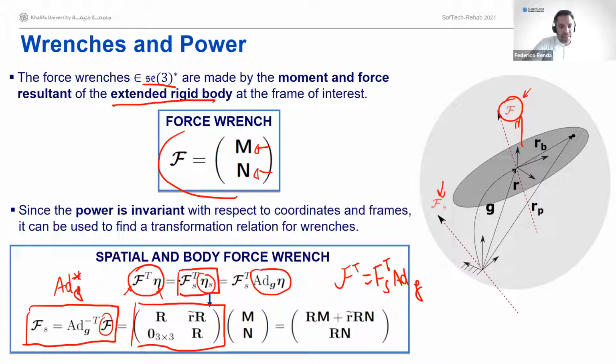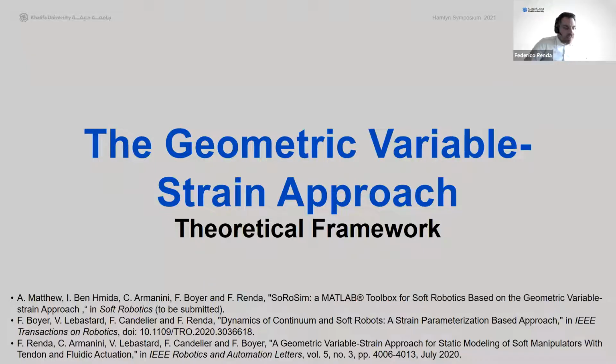Now, what is the result? The result is, not surprisingly, the resultant of moment and force in this other frame. You should recognize it. The forces are just rotated, and the moments are the ones that were before plus the additional moment due to the moment done by the force here. So if you move the resultant from one point to the other, this is what you obtain. Okay, this concludes this very brief introduction to some of the concepts required to understand a little bit the model.